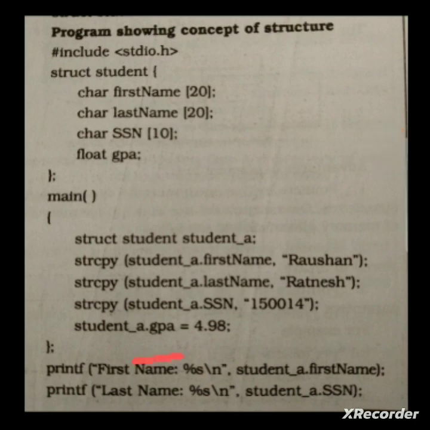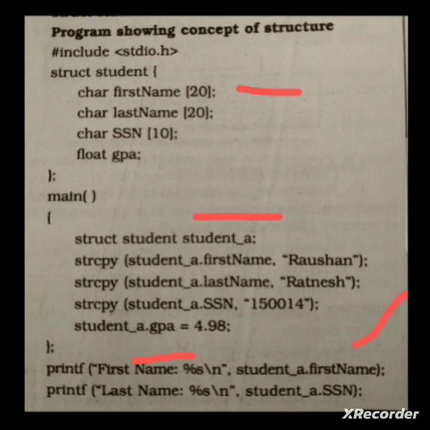So I'm printing the first name here. What is the first name? How can we print the first name? For which student am I printing the first name? Student_a.first_name. Then only it will print.